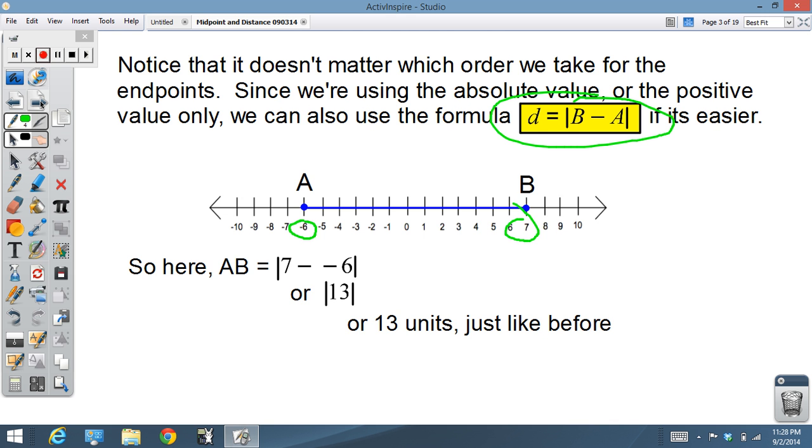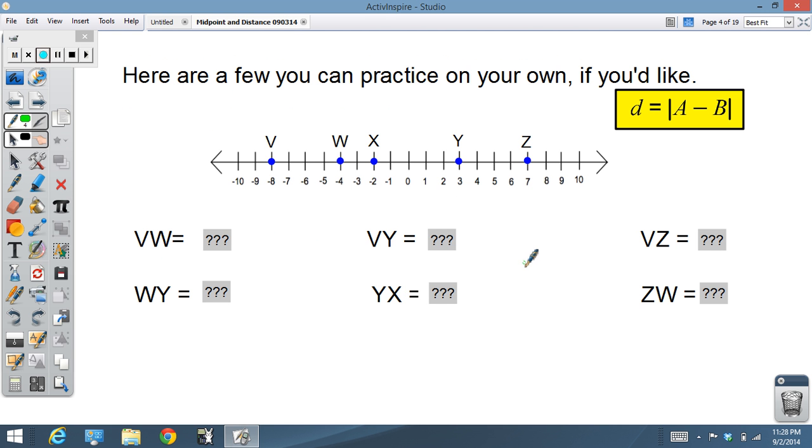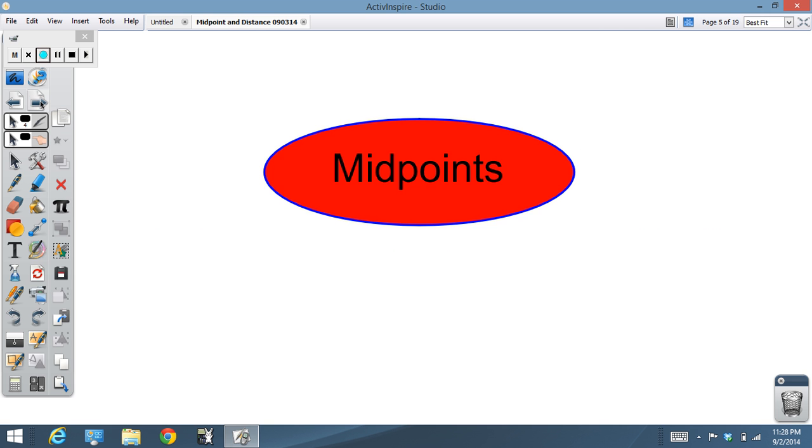All right, so here's a little practice on your own if you'd like. If you already feel comfortable because we've been doing it, that's okay too, but if you want to practice along, now's the time to hit pause, and when you hit resume, I'll reveal the answers. So here are the answers. I hope you got them all right. Now on to the new stuff.